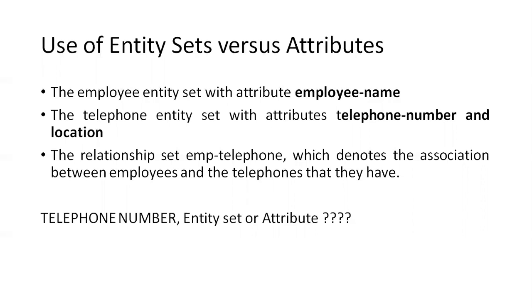Now the question is whether telephone number is to be considered as an entity set or as an attribute. You can imagine that for a particular employee entity set we can give the attributes as name of the employee and telephone number of the employee. That is also possible. Here you can say the telephone number is an attribute, and at the same time you can also say that telephone number can be an entity set.